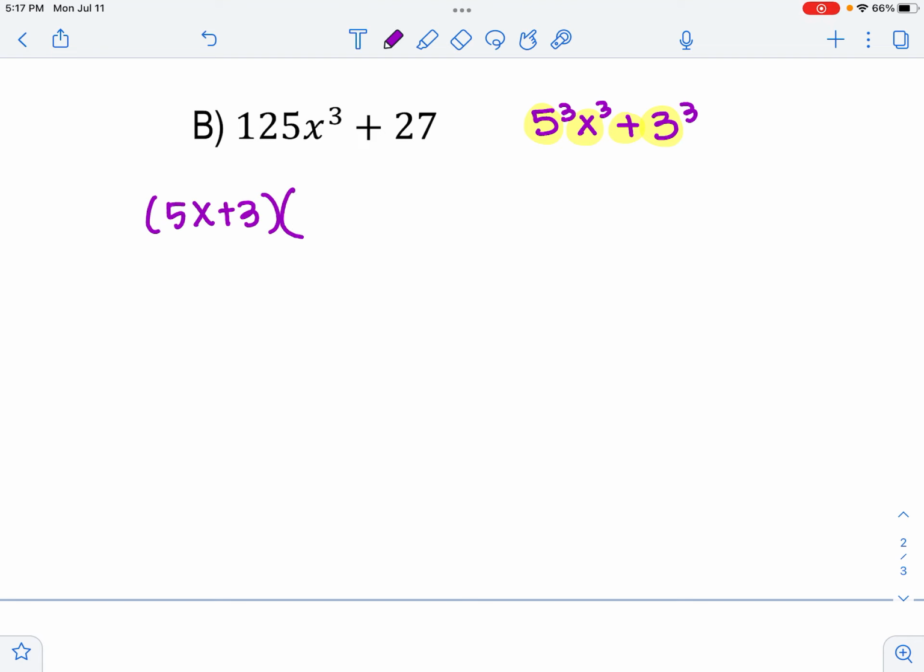All right, now I just need my trinomial. SOPS. S stands for square the first term. So 5x times 5x is 25x squared. O stands for opposite. So instead of a plus, I'm going to put down a minus. P stands for product. Multiply these two. This is 15x. P stands for plus. And then S stands for square again. Square the last term. 3 squared is 9.